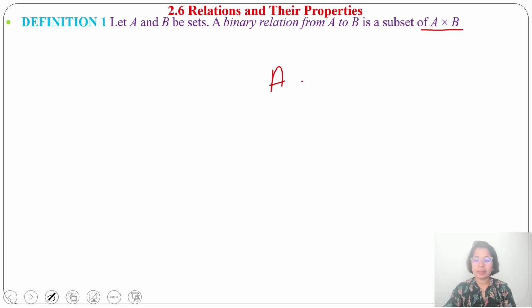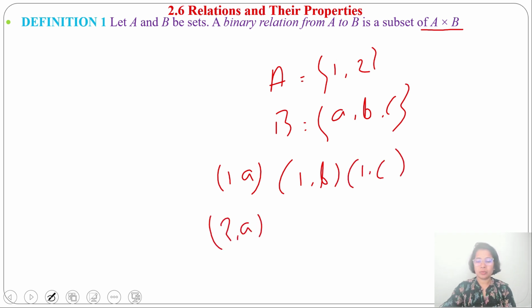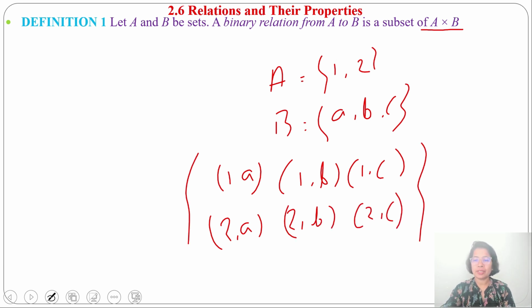Let A contain 1, 2 and B contain a, b, c. Now A Cartesian product B will contain (1,a), (1,b), (1,c), then (2,a), (2,b) and (2,c). So a relation from A to B is a subset of this. We can take arbitrarily any subset, and that will be a relation.